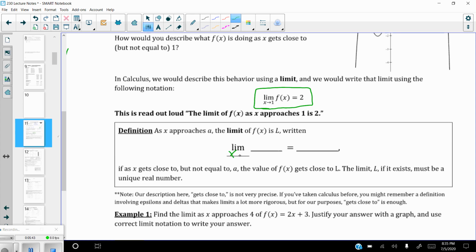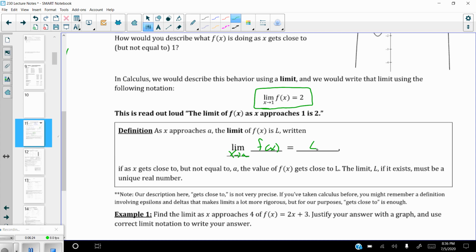As x approaches a, we use that little arrow, f of x, well, then that is going to equal some kind of a limit. We're going to call that limit L. The limit as x approaches a of f of x equals L. If x gets close to but not equal to a, the value of f of x gets close to L, some finite number, just some value. And it's got to be a unique real number. We're not talking about imaginaries. We're not dealing with any of that stuff here.